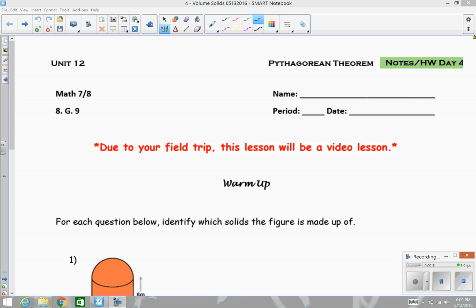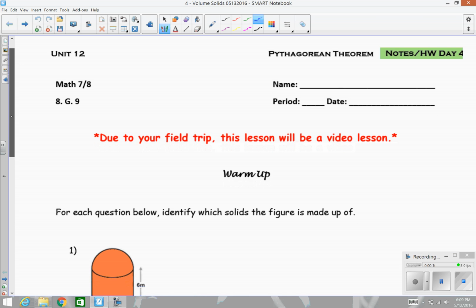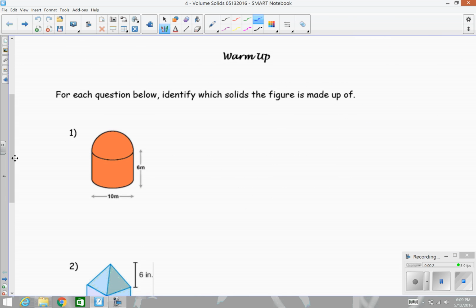Stay with me. Okay. The other classes have been working on volume of 3D solids. Okay, so you've kind of missed that. We're going to see a little bit today mixed with Pythagorean theorem. Okay, so for the warm-up, it says for each question below, identify which solids the figure is made up of.